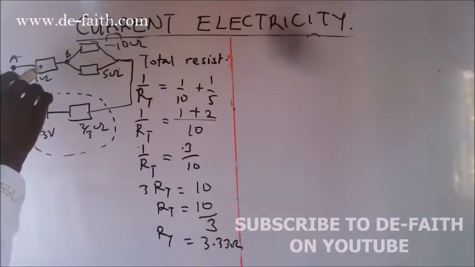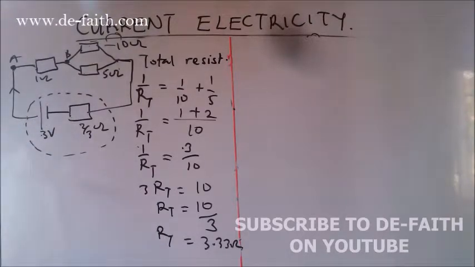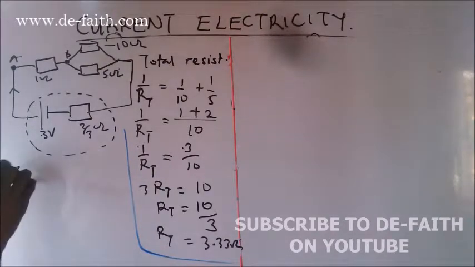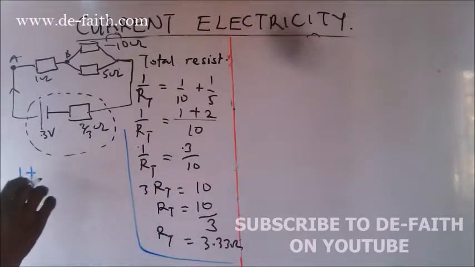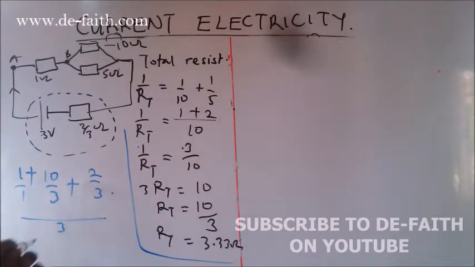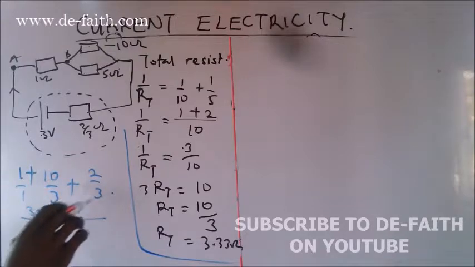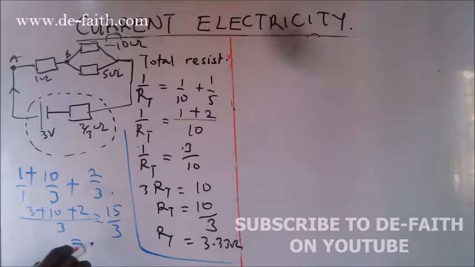Next, it is in series with 1 ohm and also in series with this internal resistor over here. We want to calculate the total resistance. Since they are in series, we'll have the 1 ohm, plus 10 over 3, plus this 2 over 3. So we'll have 3 plus 10 plus 2, and that gives 15 over 3. So we are having 5 ohms as the total resistance in this circuit.